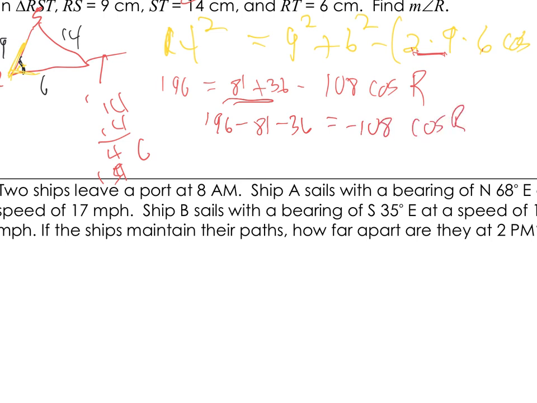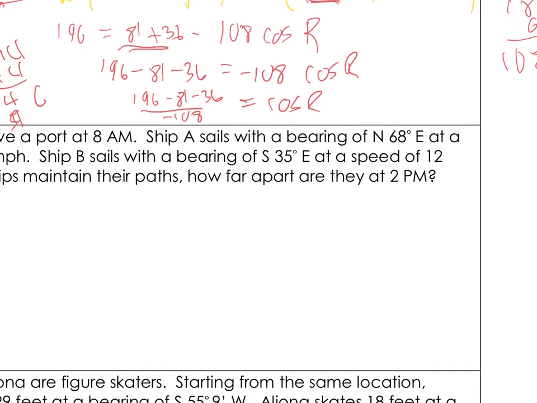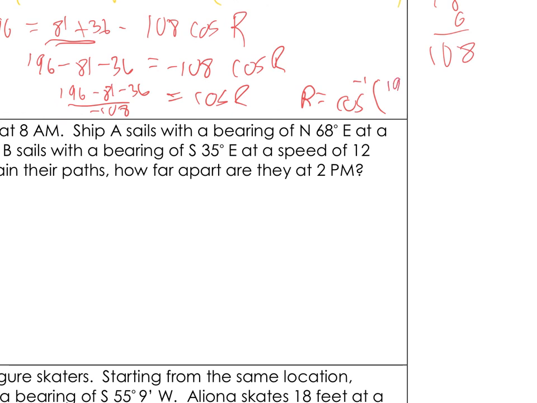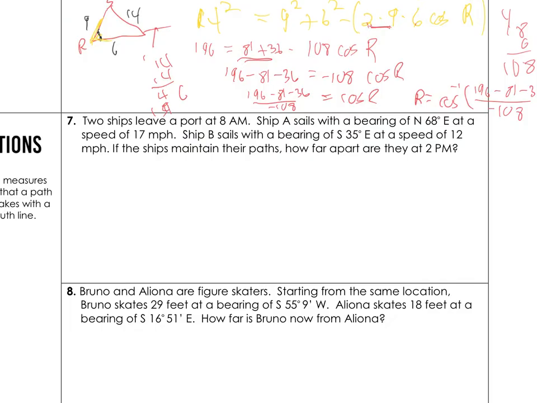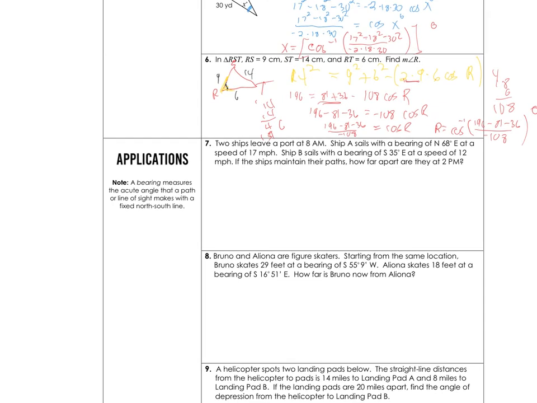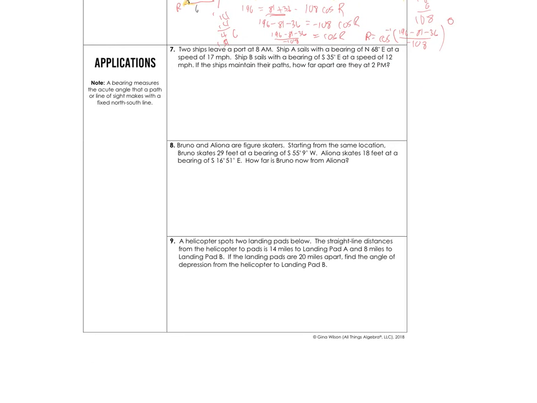Now I'll divide both sides by the negative 108. So I've got 196 minus 81 minus 36 divided by negative 108 equals the cosine of angle R. Do the inverse cosine of both sides. So R is equal to the arc cosine of 196 minus 81 minus 36 divided by negative 108 degrees. Un pedazo de pastel. ¿A que sí? All right.